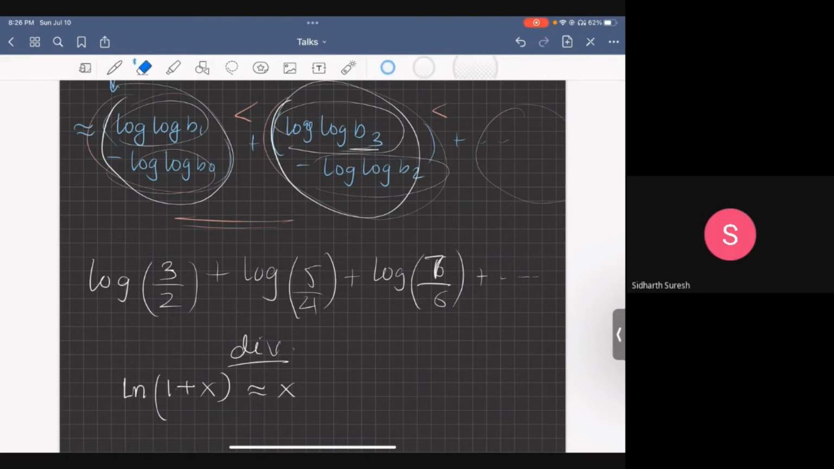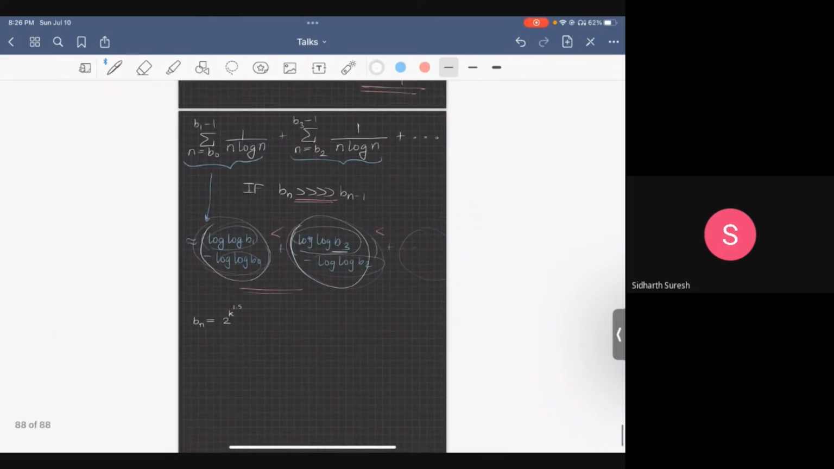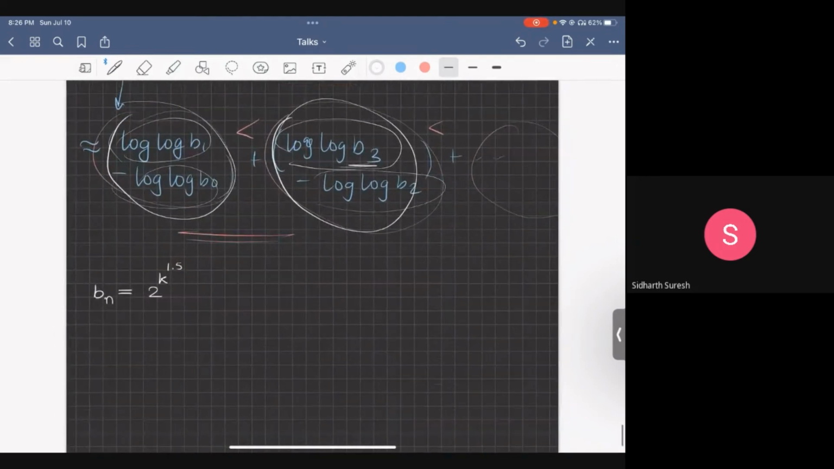Okay, so we just need something like 2 to the k raised to 2 minus any epsilon would work, I guess. Tell me again. bn is 2 raised to k raised to any number less than 2, let's say 1.5. So why does this work? Because then you'll have log of 1 plus something like 1 over root n, or 1 over n to the 1 by 5 or something.